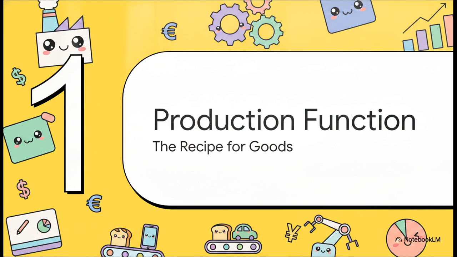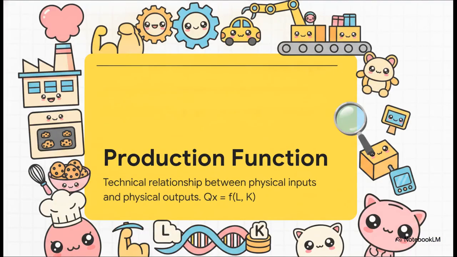The recipe for goods. Okay, so every great business starts with a recipe for creating goods. Economists call this the production function. It basically maps out the technical relationship between your physical inputs and your physical outputs. You can think of this formula as your company's DNA. It represents the exact combination of human effort, which is your labor, and machinery, your capital, required to produce your product given your current technology.